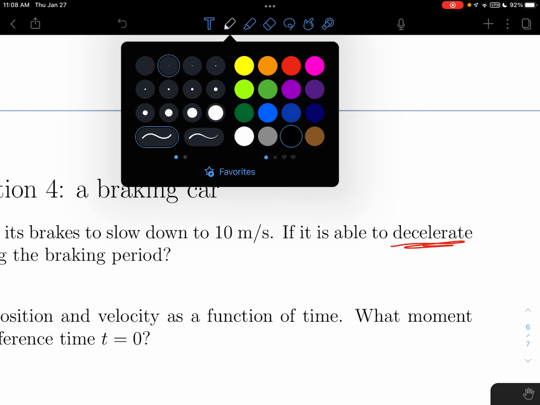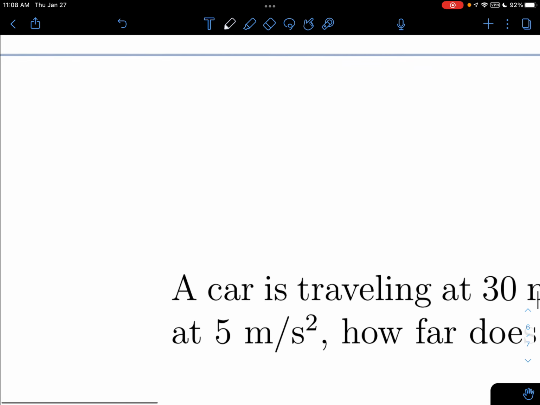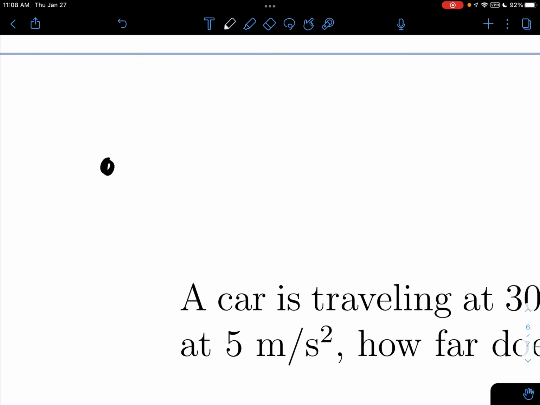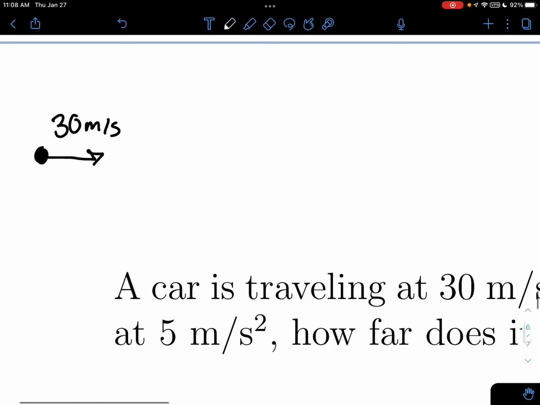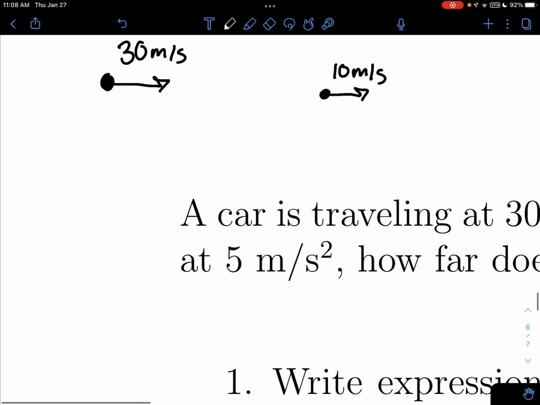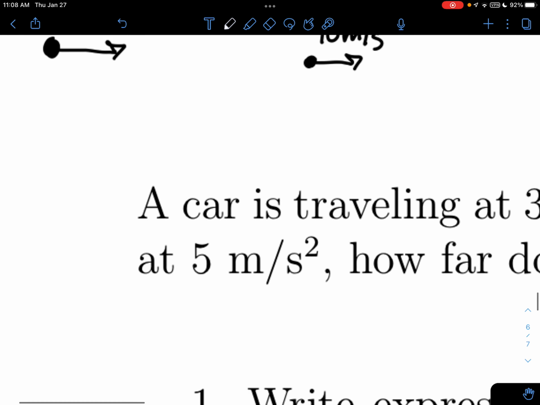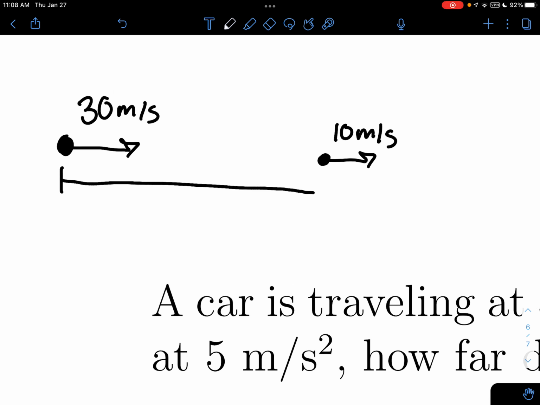So I'm going to set up how I'm going to approach the axes. I'm going to say the car starts over here and it's moving to the right at 30 meters per second. And then at some later time, it's now moving at 10 meters per second. So we're trying to find the distance between these two points. And I'm going to draw these a little bit more to scale, I think.